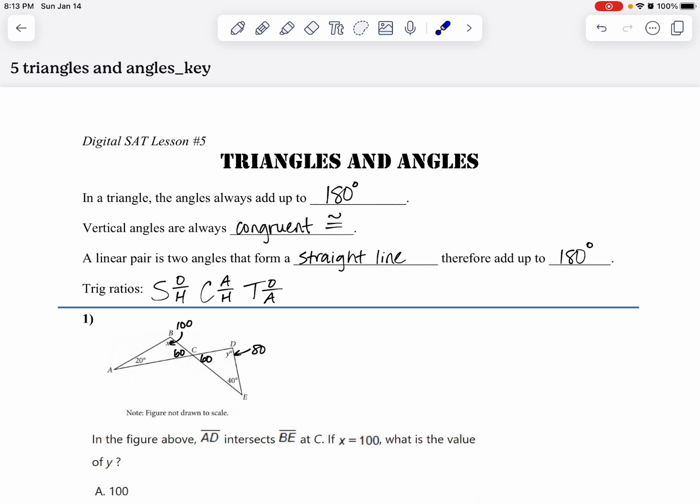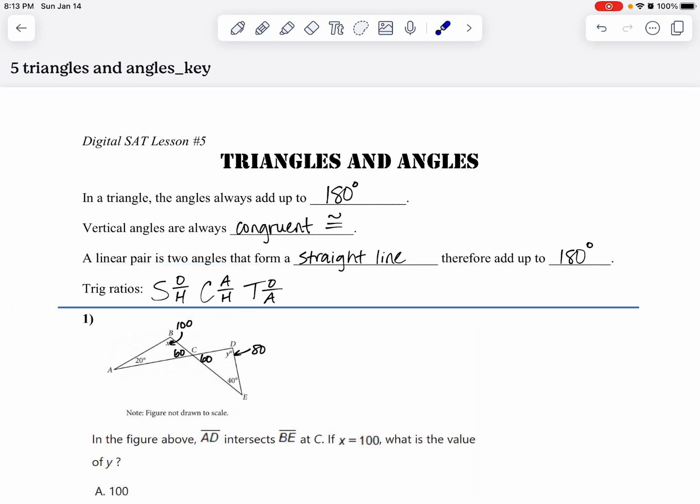In a triangle, you remember that the 3 angles in a triangle always add up to 180. Vertical angles, here's an example. See these two 60s? Anytime 2 lines cross, they make vertical angles that are equal. Congruent is a fancy word for equal. We have a linear pair, so that's 2 angles that form a straight line, and therefore a straight line is always 180 degrees. And then remember your trig ratios.